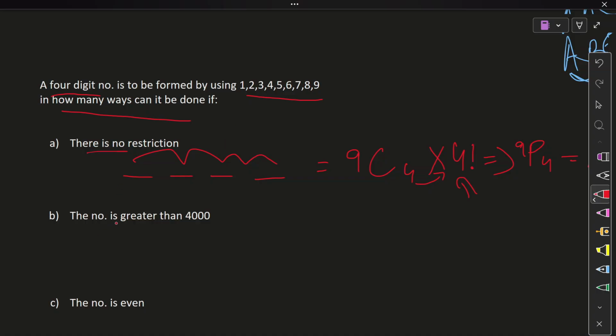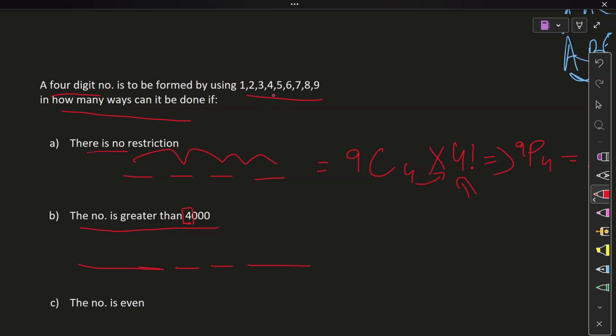Moving on to part B. Part B is even simpler. The number is greater than 4,000. Okay, so let's first think of the number 1, 2, 3, 4. A 4-digit number. Now, the first digit will determine how big or small a number is, right? So they have asked me to make the number greater than 4,000. Okay, so let me see what I have.